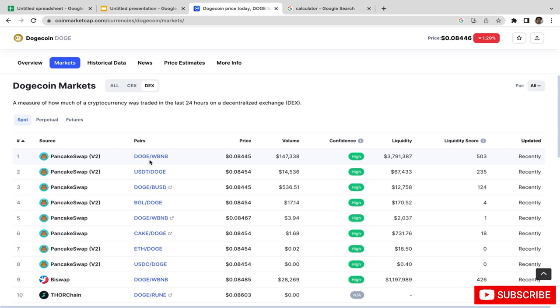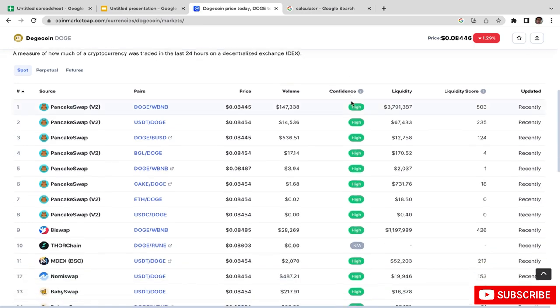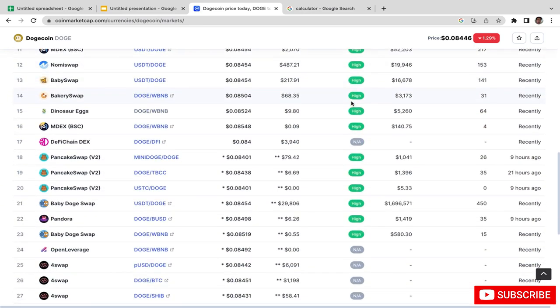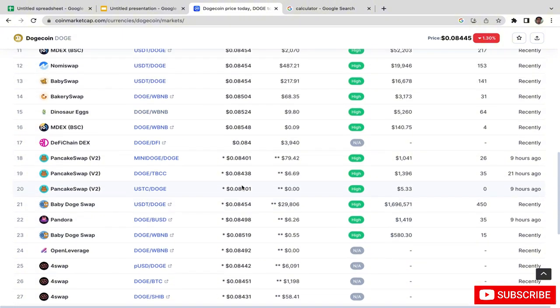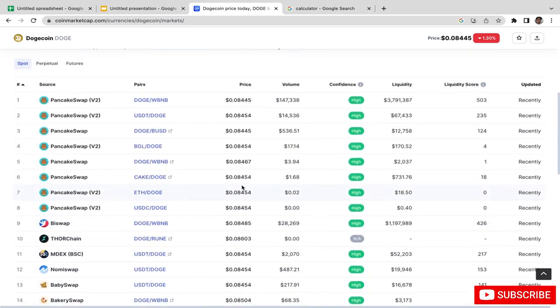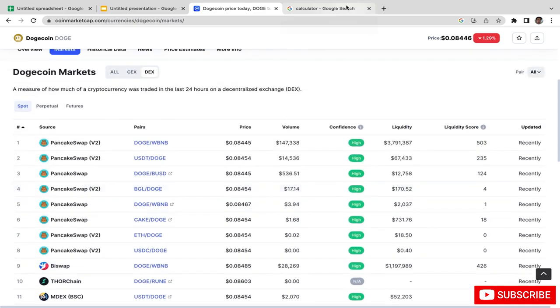For this particular pair, DOTS to WBNB, or wrapped BNB, it costs you 8 cents. Okay, 8.445 cents. And then for the same exact pair, if we scroll down here, it costs you 0.08492, or in other words 8.492 cents. So why don't we just calculate the difference, calculate the arbitrage. We have a calculator here. Cool.